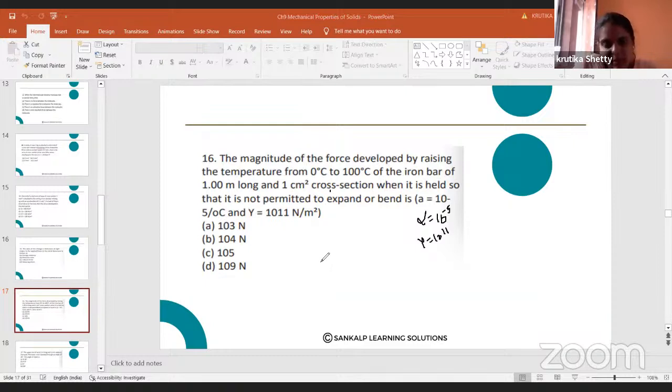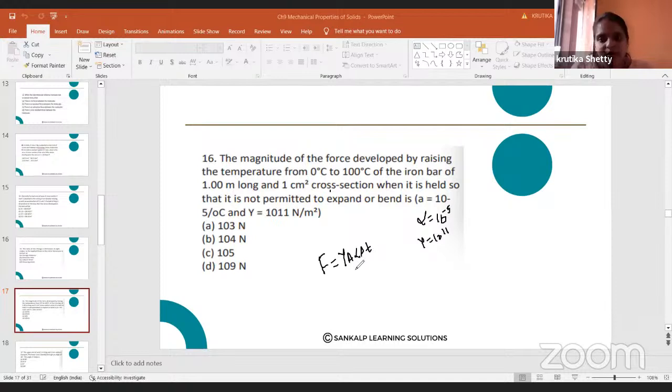It is thermal properties, thermal stress. The formula we use is F is equal to Y A alpha delta T. So this is the formula, calculate. Y is given as 10 raised to 11. Area is given, it is 1 centimeter square. Alpha is given 10 raised to minus 5. Delta T, that is change in the temperature, is also given.